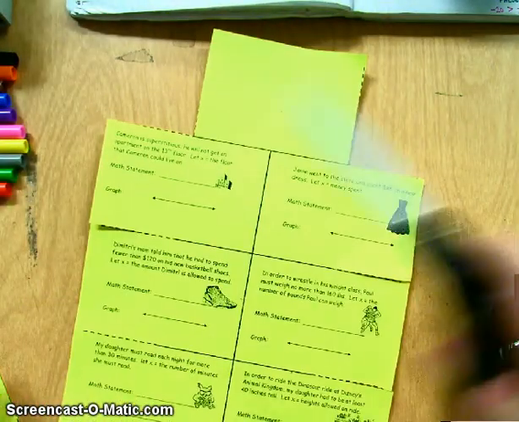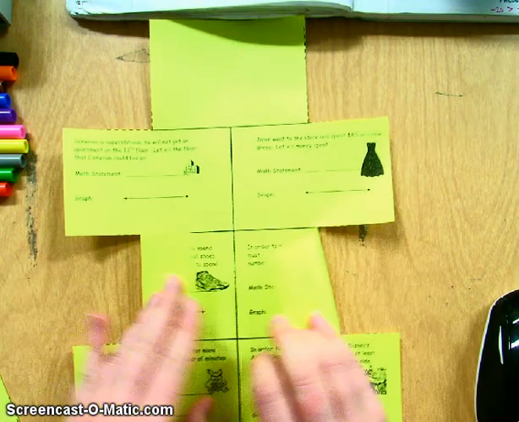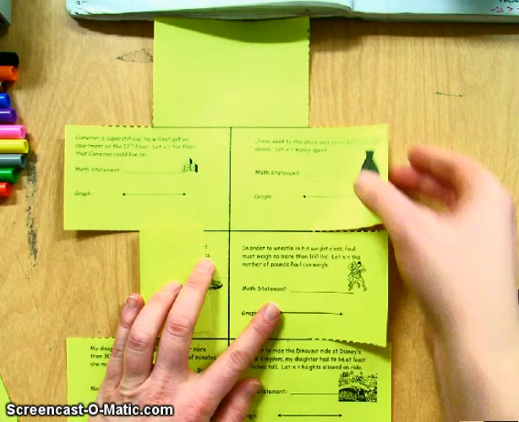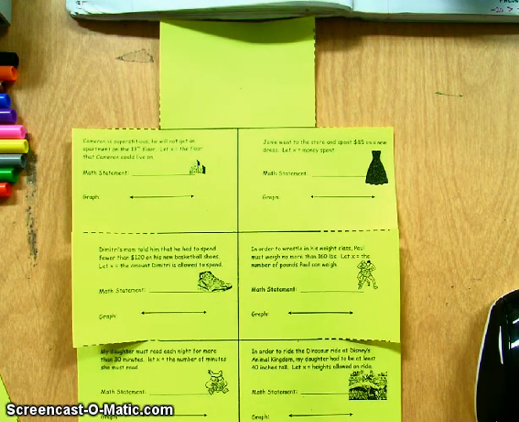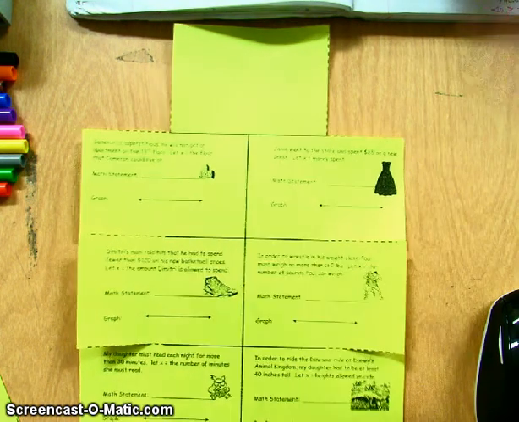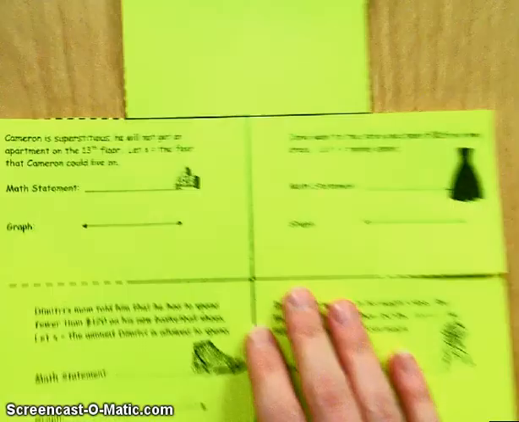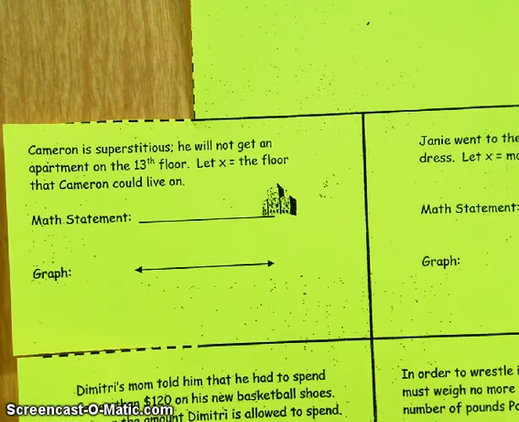Okay, so there's what we're looking at. Let's just cut to right there. Okay, now I'm going to be writing notes on here. So I'm going to zoom in. First problem says, Cameron is superstitious. He will not get an apartment on the 13th floor. Let X equal the floor that Cameron could live on.